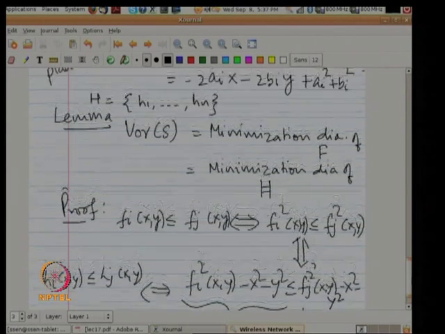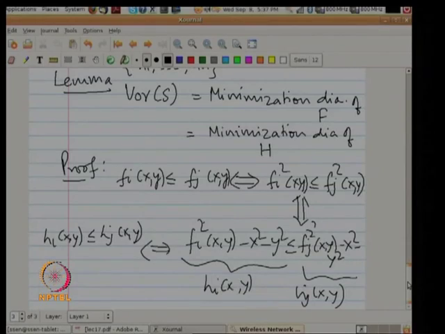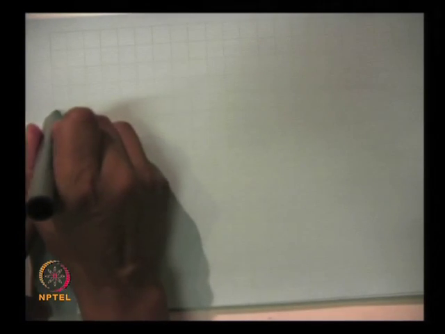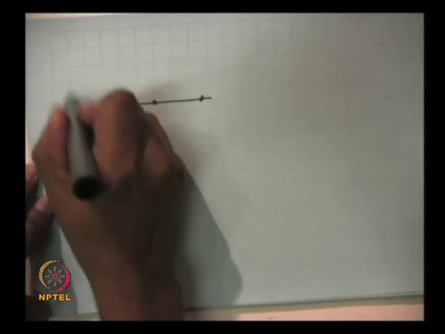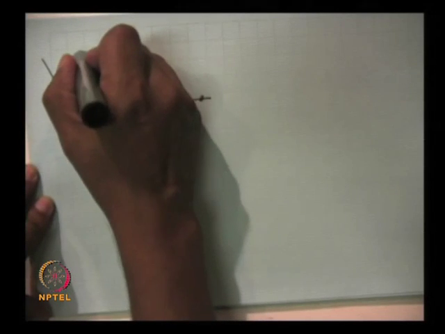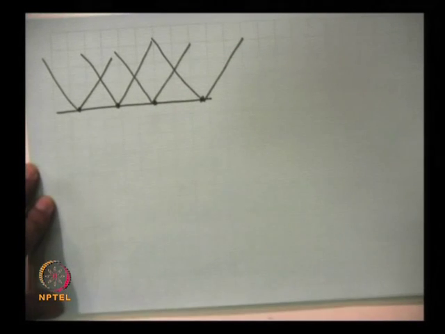All right. So, what it means is that the minimization diagram of these cones is nothing but the minimization diagram of these planes. And let me show you geometrically what is happening. So, we started with these cones. Let me draw the picture in 1D because it is easier for me to draw. So, you had these cones.